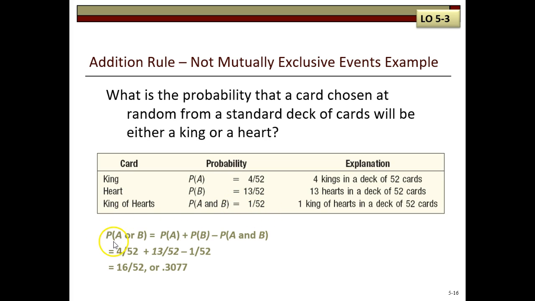So then we simply go back to the equation that we've been given. The probability of A or B equals the probability of A plus the probability of B minus the probability of A and B. So we do 4 out of 52 plus 13 out of 52 minus 1 out of 52 equals 16 out of 52, or 0.3077. So there's a 30.77% probability that a card chosen at random will be either a king or a heart.